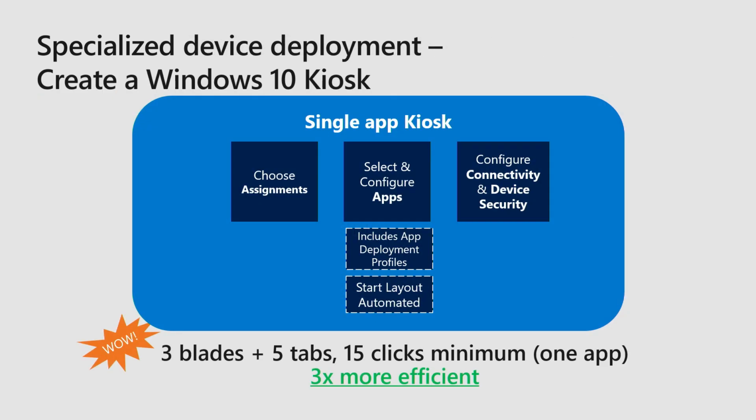So here's one example before I jump in and actually show you some live code. For a Windows 10 single app kiosk, we've combined the assignments, the applications, and all of the connectivity and security settings into one. We've reduced it to basically 3 blades with 5 tabs. There's 15 clicks and you're done. That kiosk is up and running with a browser. And so that's very different from the 34 blades and the 74 clicks that we have to do in Intune today.